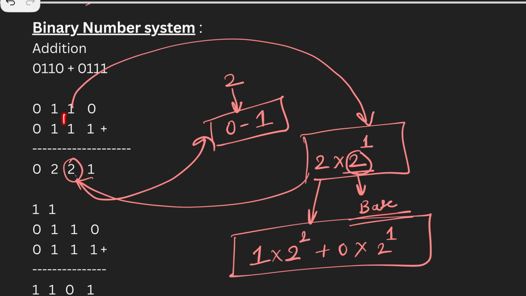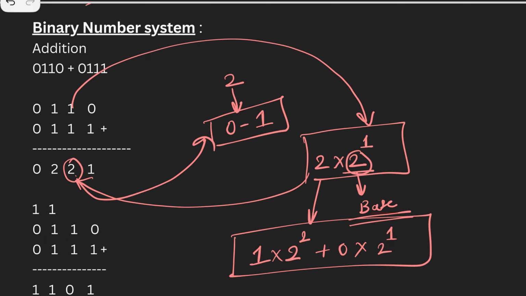Because you have 1 plus 1, 2. 2 cannot be placed at any position. Why? Because we are talking about the binary number system. You can have 0 and 1, nothing other than that. So this 2 is not allowed here. So we converted this 2 into 2 to the power 1, into something like this. So now our 1 is right over here.